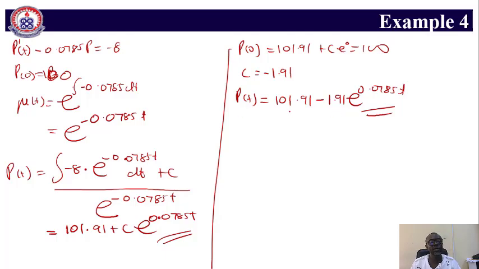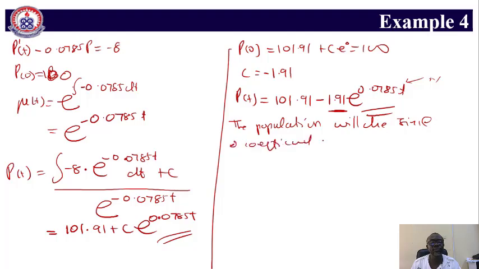Now, if you look at this, the question is asking us whether the population would die. This is exponential. The exponent is positive, so that is going to cause an increase. But the coefficient is negative, so it means that you're going to be subtracting from this. So that means that at a certain point in time, the population will die. We can conclude that the population will die since the coefficient of the e raised to the power 0.0785 t is negative.